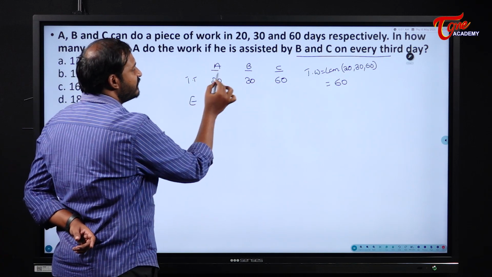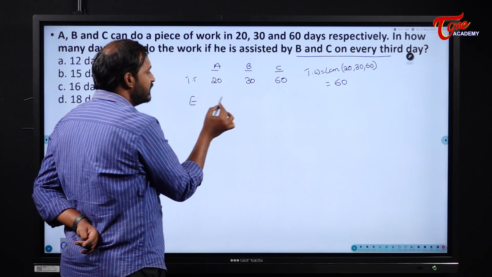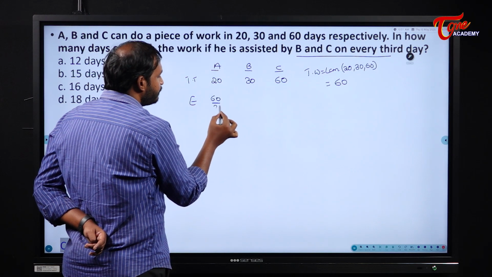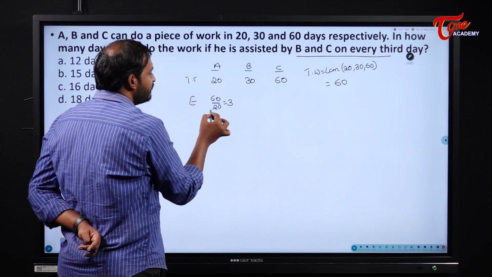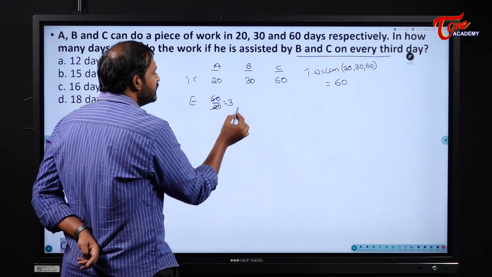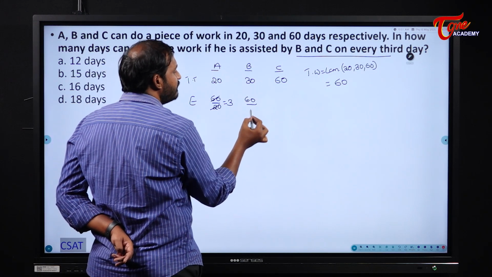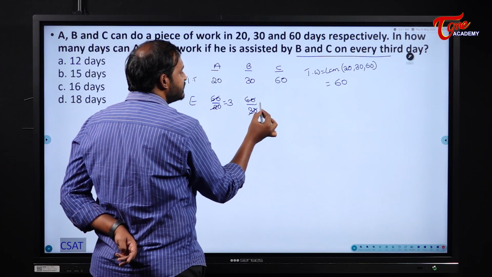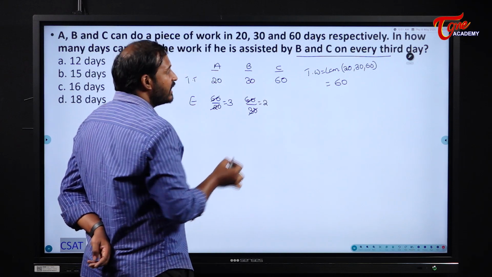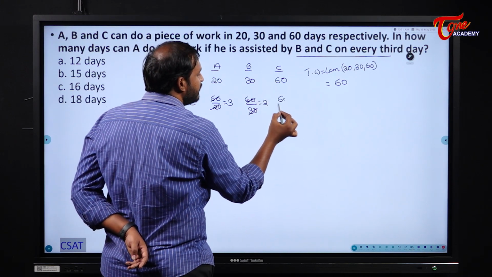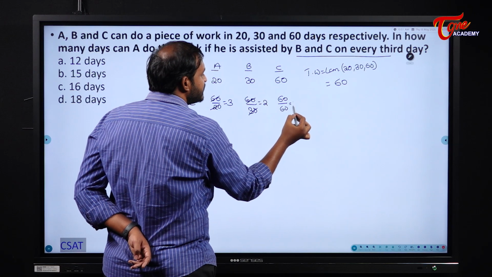Now write their efficiency. What is the efficiency of A? Total work by time taken by A, 60 by 20. So that will be 3. Efficiency of A is 3. When it comes to B, 60 by the time taken by B, 30. So 60 by 30, this will become 2. And what is the time taken by C? 60 by 60. So his efficiency is 1.